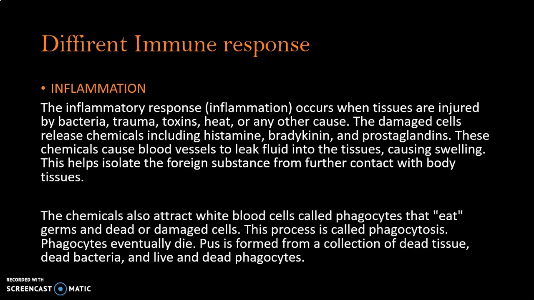The chemicals also attract white blood cells called phagocytes that eat germs and dead or damaged cells. This process is called phagocytosis. Phagocytes eventually die, and pus is formed from a collection of dead tissue, dead bacteria, and live and dead phagocytes.